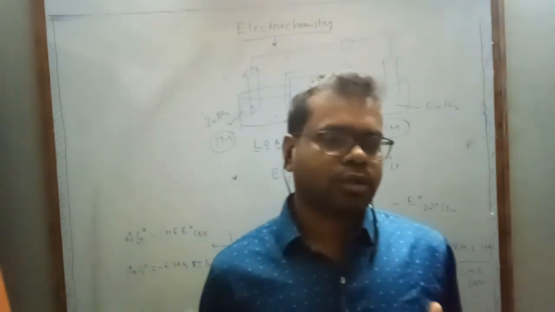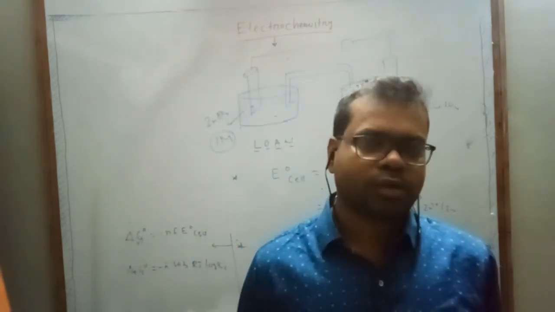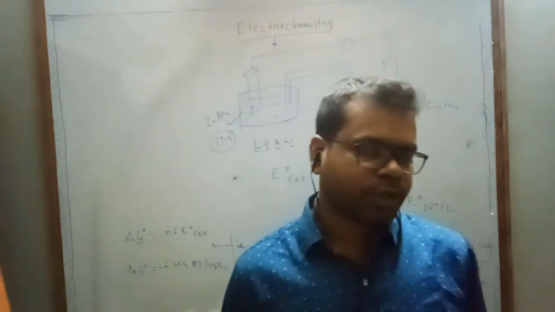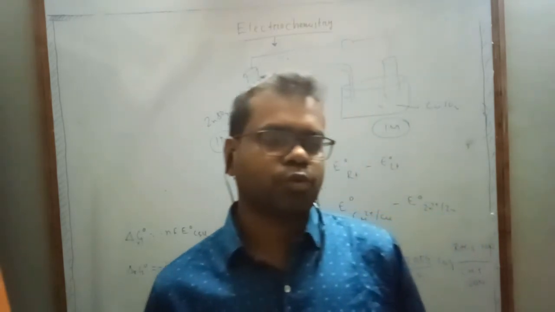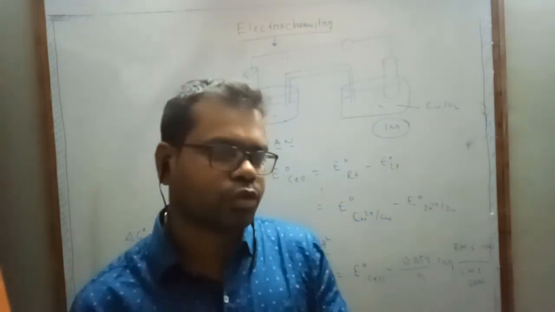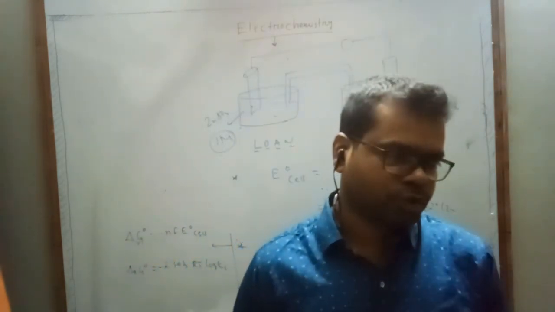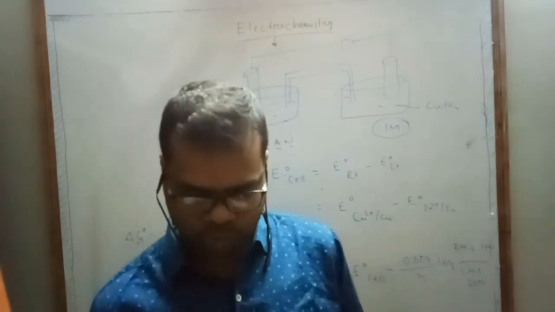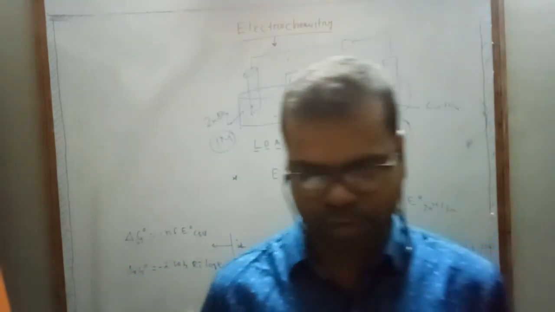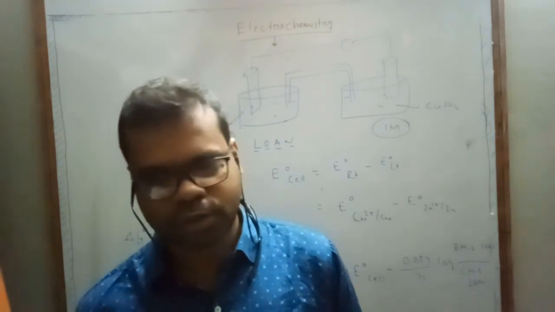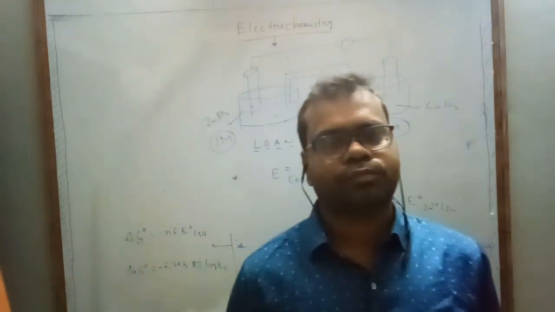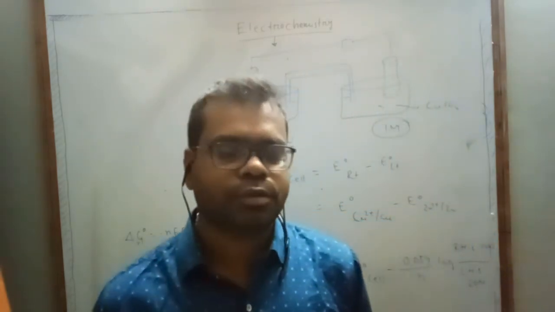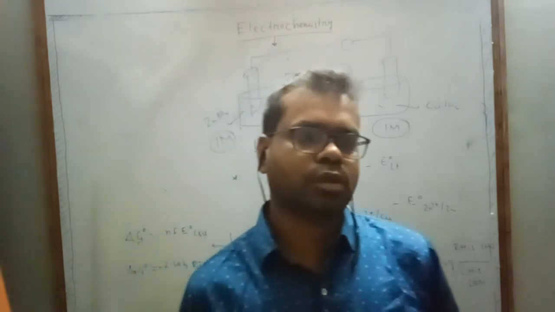Now after the dry cell, what have we learned? After the dry cell we have learned about the mercury cell, which we use as hearing aids and in watches, having a voltage of around 1.35 volt. Then one of the most important cells we have learned is the lead storage battery. In the lead storage battery, your anode is lead, cathode is lead dioxide, and the electrolyte is 38% sulfuric acid.